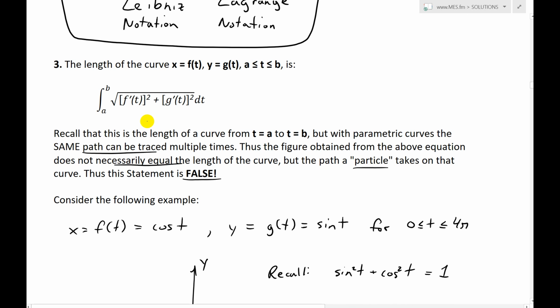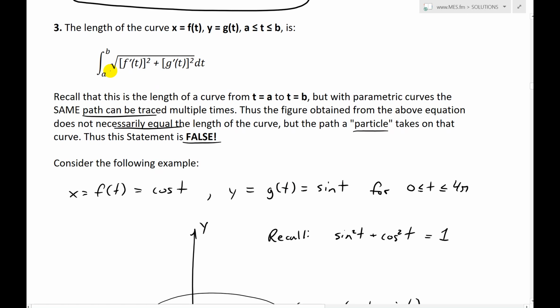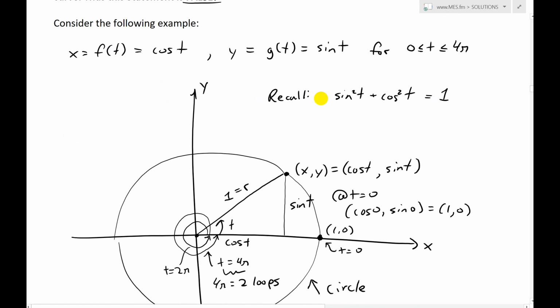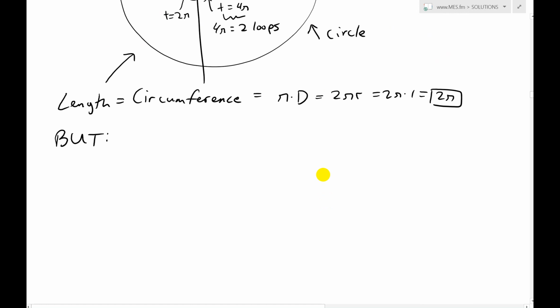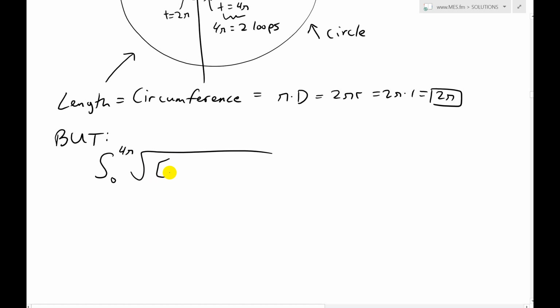the arc length, or the length of the curve from A to B. So if we solve that one, the integral from 0 to 4 pi now, instead of 0 to 2 pi, that's our A to B actually. So instead of 0 to 2 pi, we go to 0 to 4 pi, and then what we end up having is the square root of the f prime of t squared plus g prime of t squared dt.